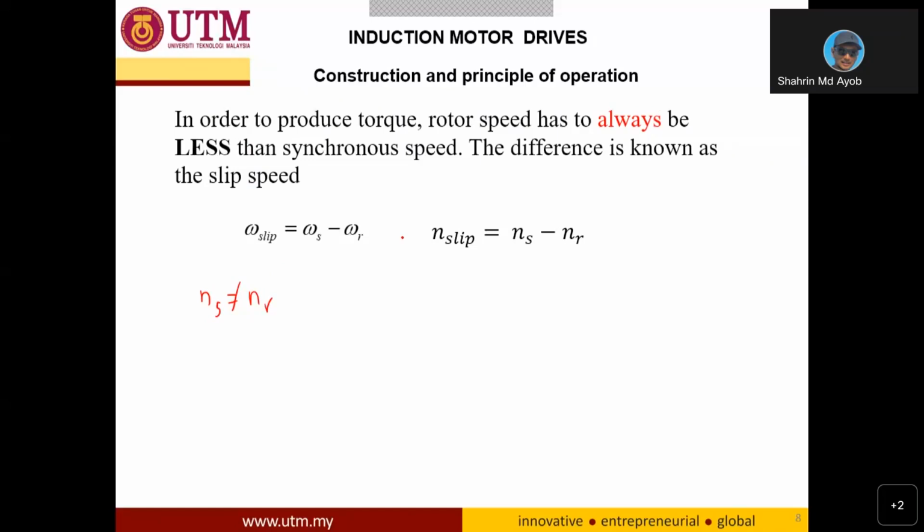So the difference between the speed of the synchronous and the speed of the motor we call slip speed. Either you can use radians per second or you can use RPM unit. So this one is RPM. So penting ni, slip speed. Very important.